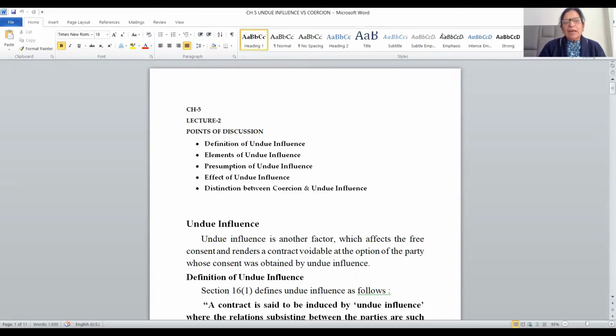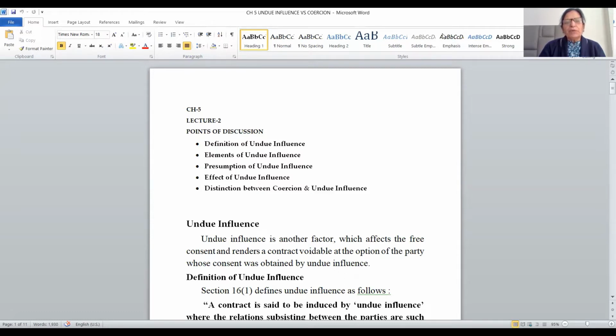Last time, friends, I took up chapter number 5 and in the very first lecture, I introduced the term consent, free consent, and then I talked about features of coercion. Now today will be the second lecture to chapter number 5, free consent. Points of discussion I have given here, they are before you.